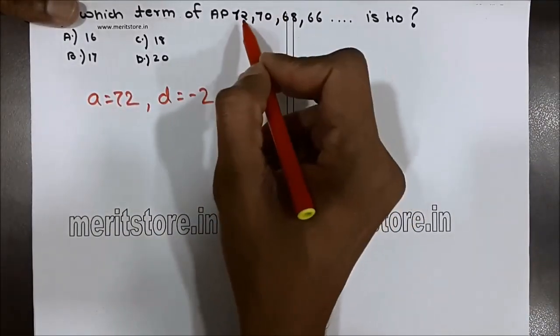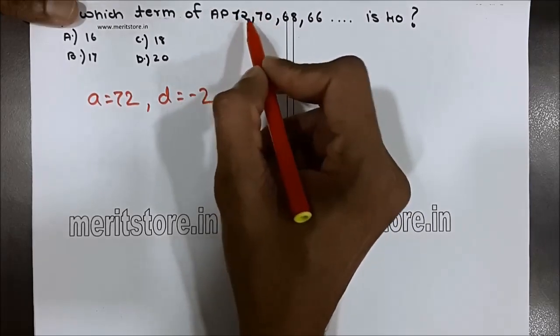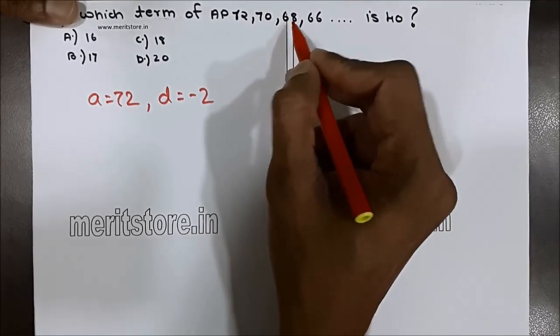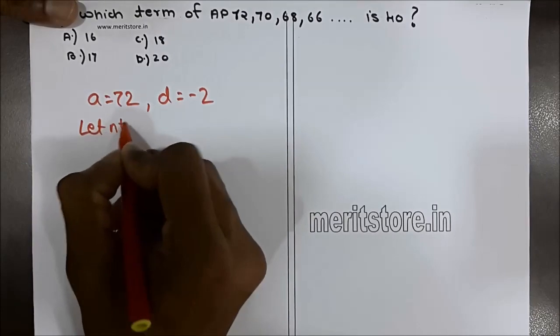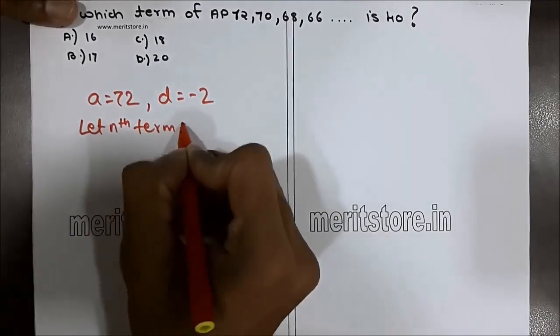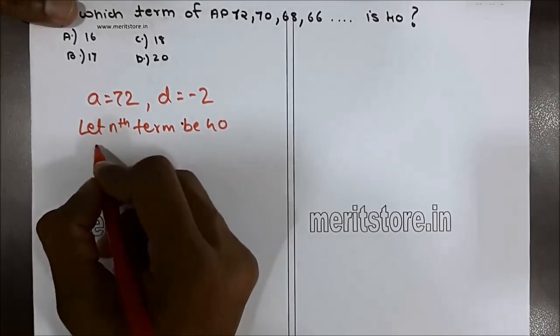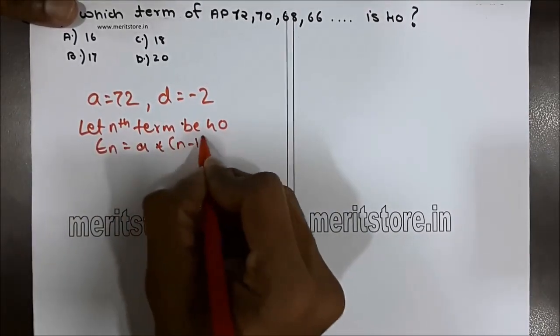When we subtract term 1 from term 2, that is 70 minus 72, we get the difference as minus 2. In the same way, 66 minus 68 gives minus 2. So let the nth term be 40. We take the term formula, that is Tn is equal to A plus (n minus 1) D.